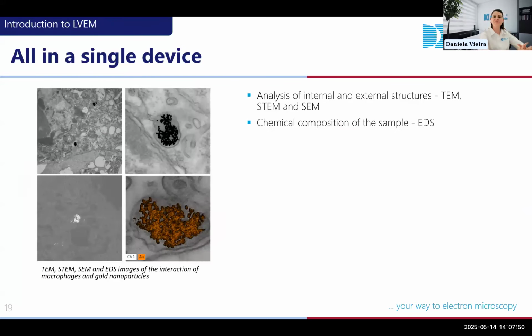Here I have an example of the interaction of macrophages and gold nanoparticles. My first picture is a TEM. The second one is a STEM. In the third one, bottom left, we have the SEM, where we can highlight the inorganic particles in this sample. And by the end, I have the EDS, where I can analyze the chemical composition of the sample, showing that I have gold nanoparticles.